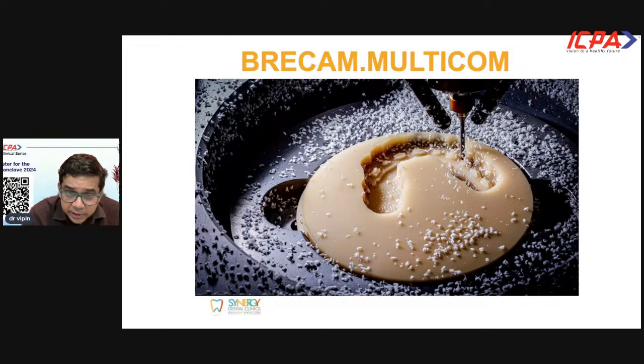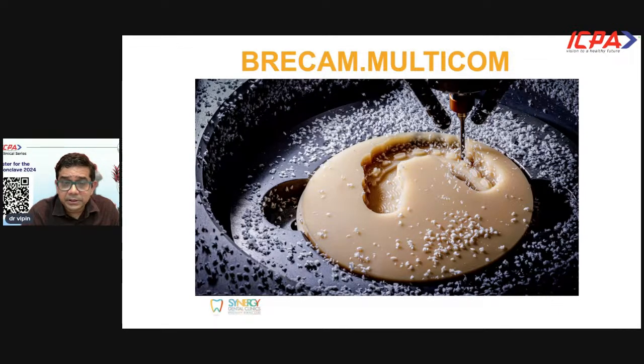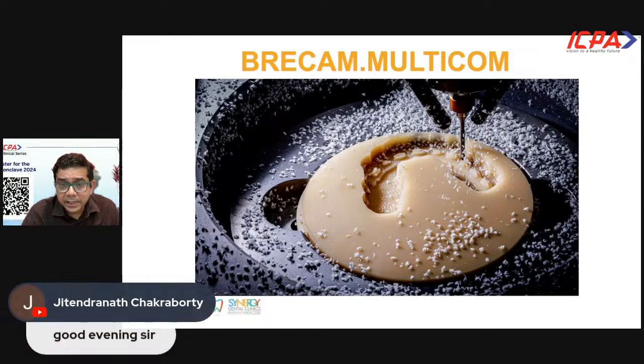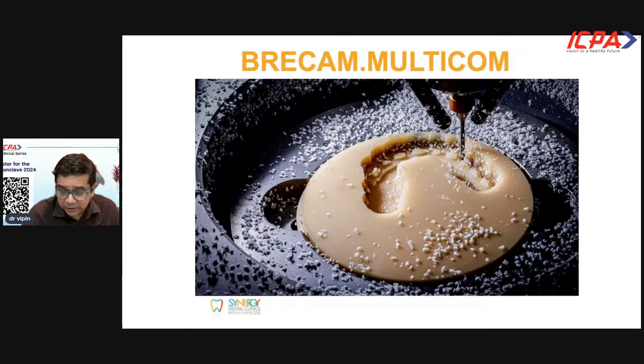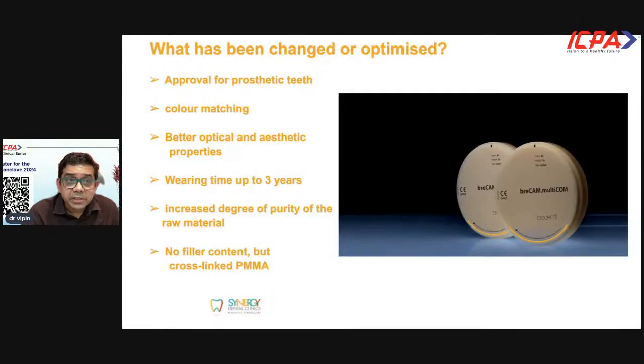product that I am using is a modified, resin reinforced or zirconia reinforced PMMA called Bracam Multicom. It has excellent aesthetics, and we have started giving this to our patients, especially those patients who are going to come back to us after a few years. What the company claims is that you can give this material for 3 years and it will not fracture, at least 3 years.